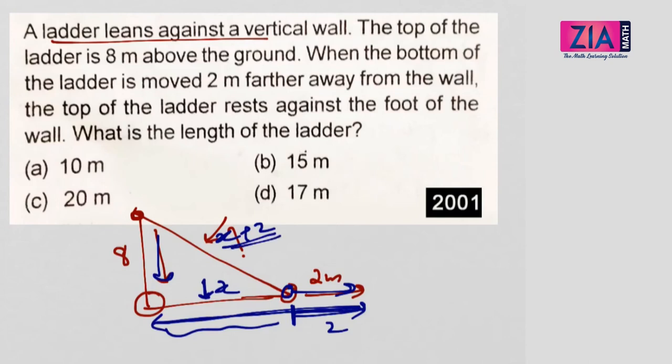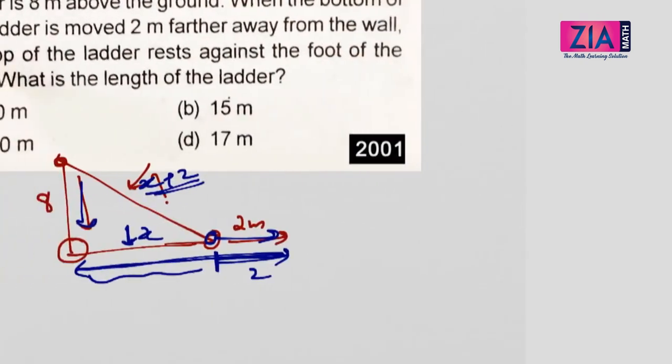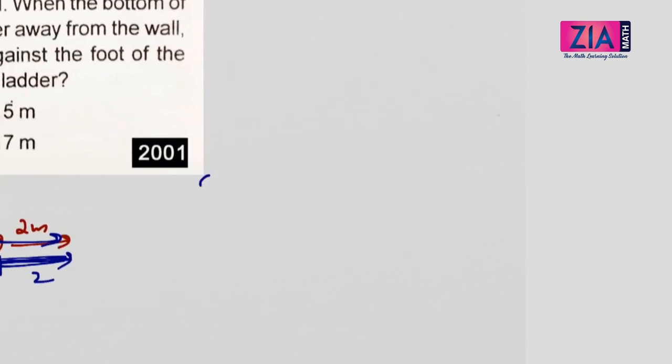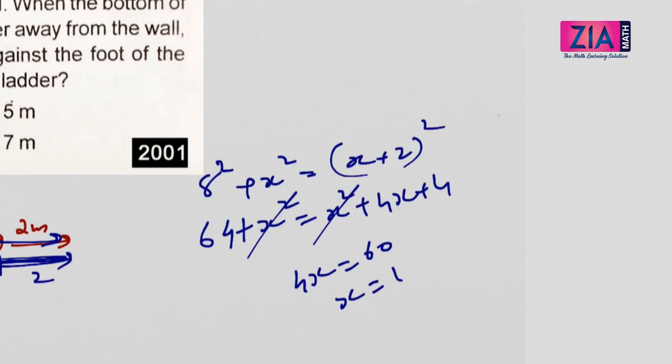So is there any method to find x? Here we can find x by using the Pythagoras theorem, right? So this is height, this is base, and this is hypotenuse. So 8 square plus x square is equal to (x plus 2) whole square. So 8 square is 64 plus x square is equal to x square plus 4x plus 4. x square and x square get cancelled out. Then 4x becomes 60. x is equal to 15.